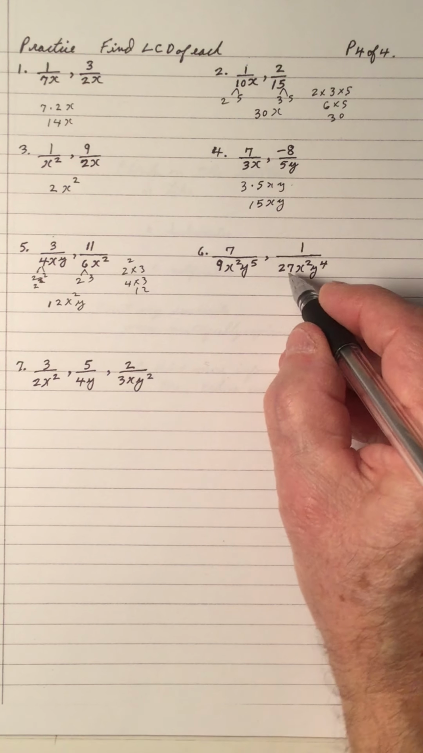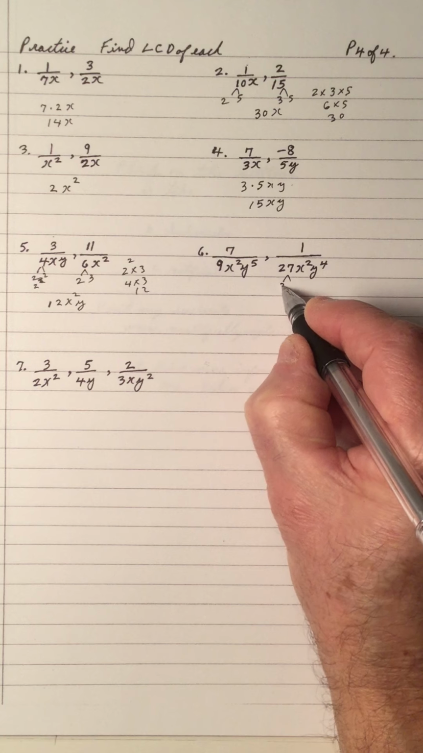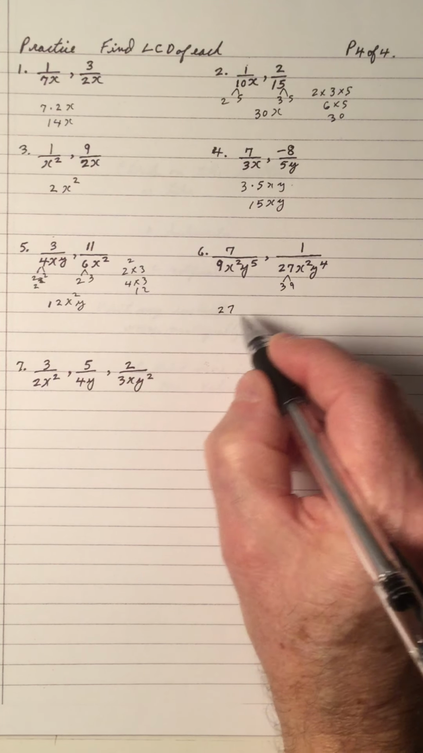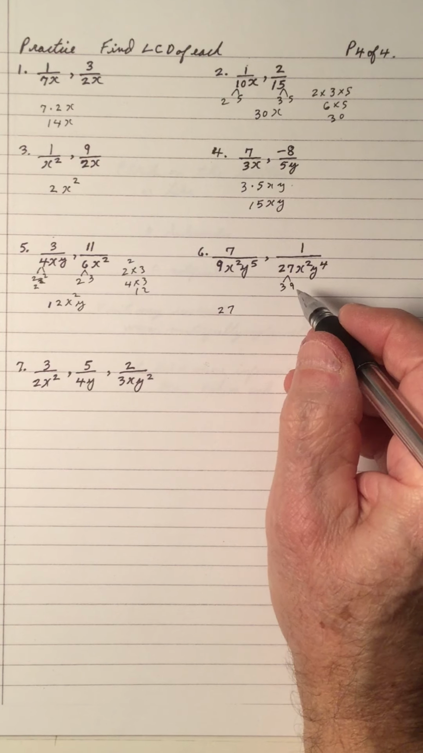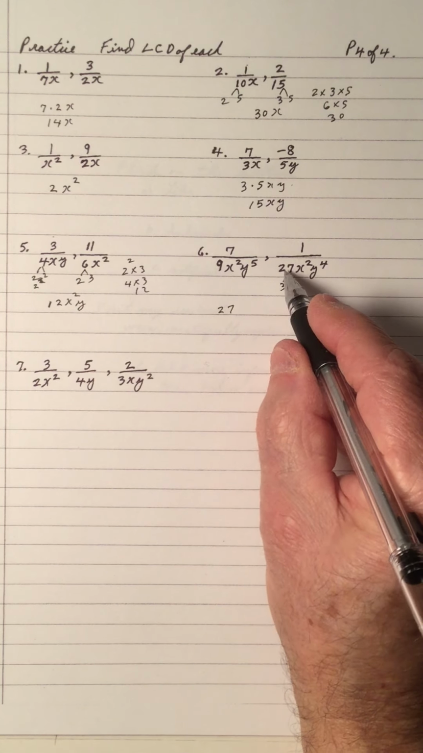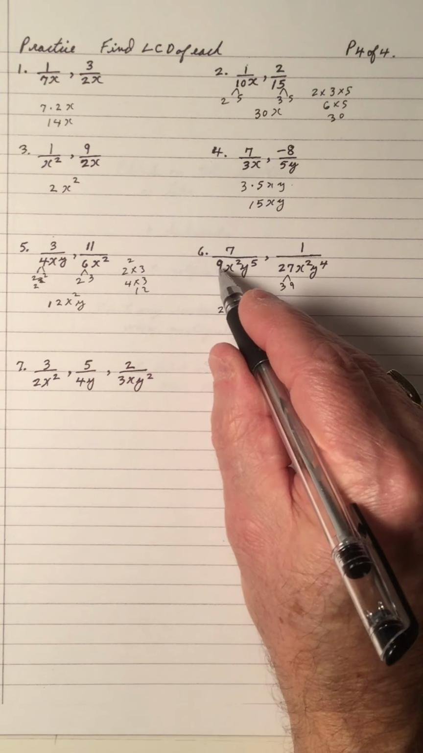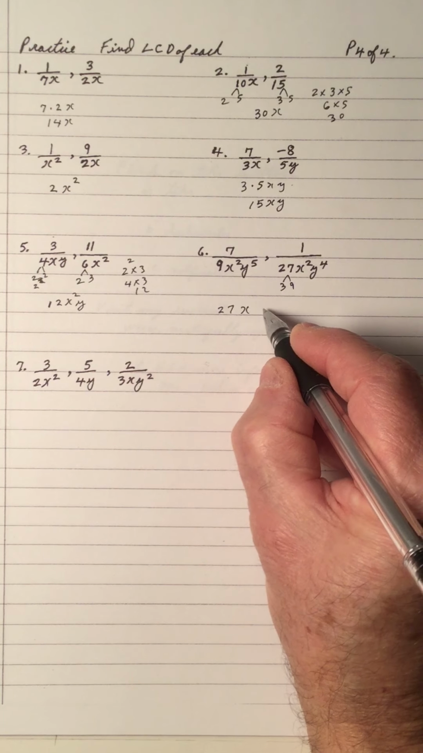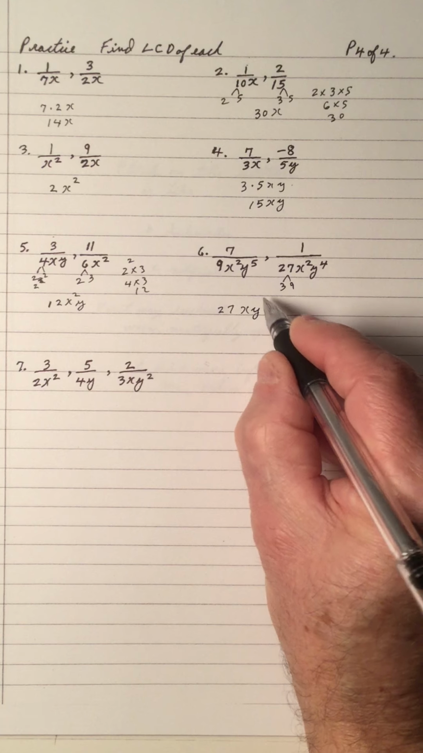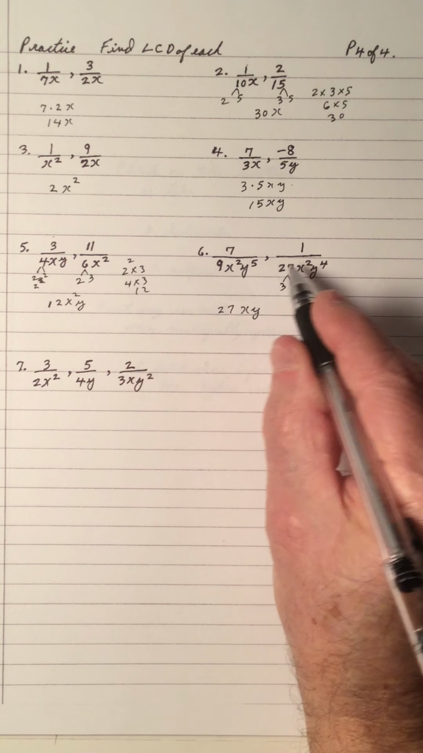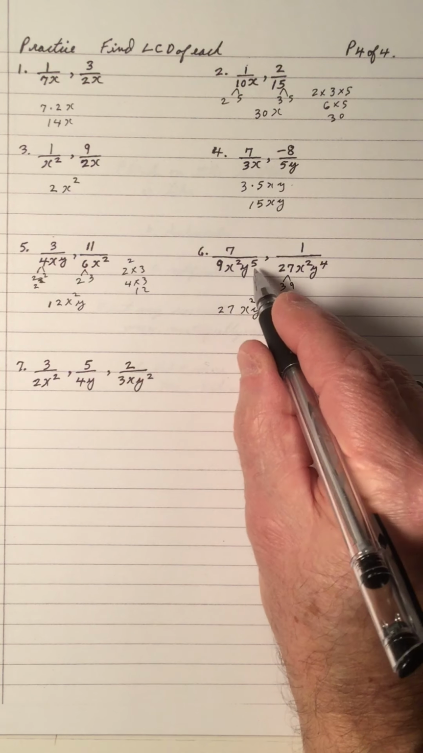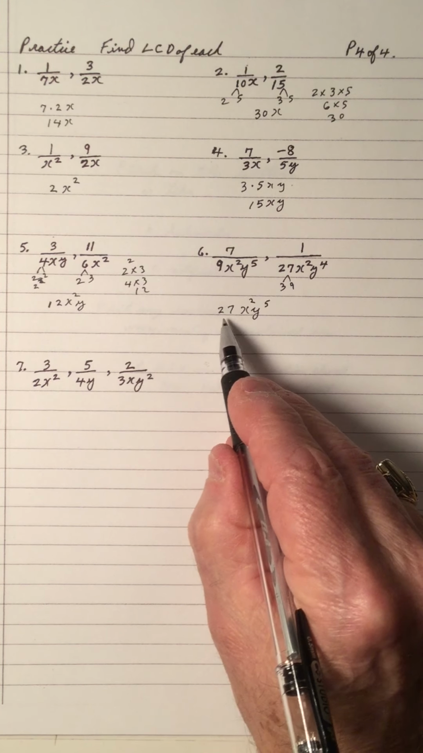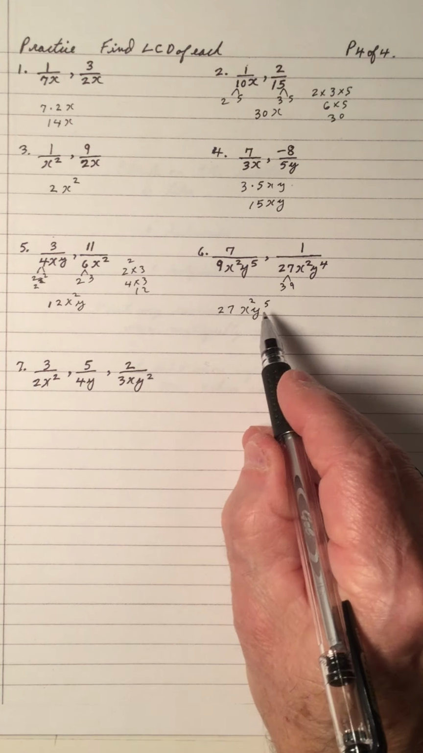9 and 27. Remember, 27 is 3 times 9. So 27 is an LCD. It's a multiple. 9 goes into 27. So 27 represents 27, and 9 is in 27. I have an x, and I have a y as a factor. The highest power of x is 2. The highest power of y is 5. So the LCD is 27x squared y to the 5.